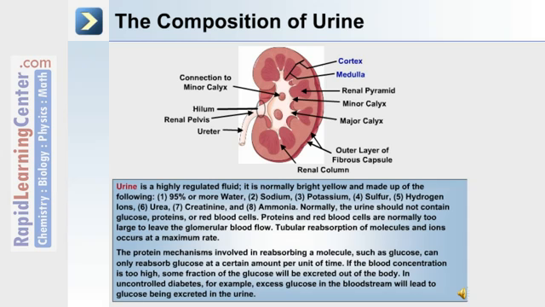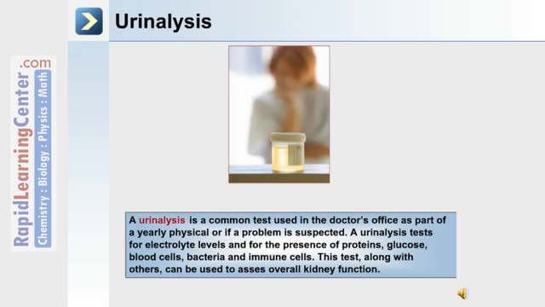Tubular reabsorption of molecules and ions can occur at a maximum rate. The protein mechanisms involved in reabsorbing a molecule such as glucose can only reabsorb glucose at a certain amount per unit of time. If the blood concentration is too high, some fraction of that glucose will be excreted out of the body. In uncontrolled diabetes, for example, excess glucose in the bloodstream will lead to glucose being excreted in the urine. A simple urine test is known as a urinalysis.